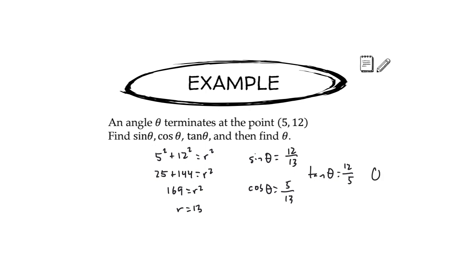Likewise, if we want to find the angle, we can use the inverse tan feature on our calculator. Sometimes that's called arctan rather than tan inverse. And inverse tan of 12/5 will give you about 1.18 radians.